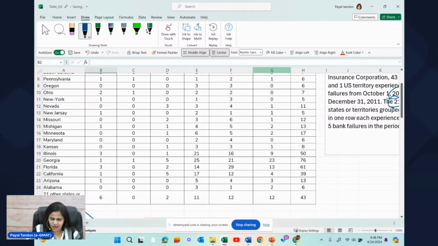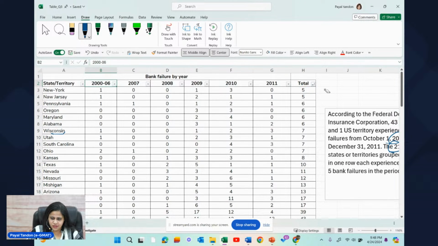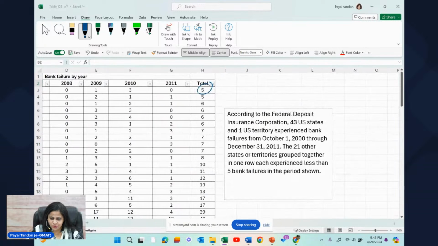Then Illinois had quite a few, and so on and so forth, right? So we understand that. Now the last 21 other states and territories, these have been grouped together. Why? Because the maximum number over here was less than 5. A particular state or territory deserves a row if it has at least 5 bank failures. And that is what the data set also says, that these have been grouped because each one of these experienced less than 5 bank failures.